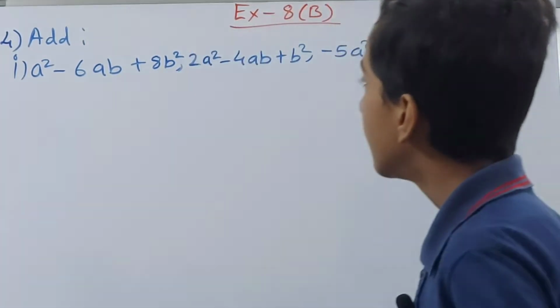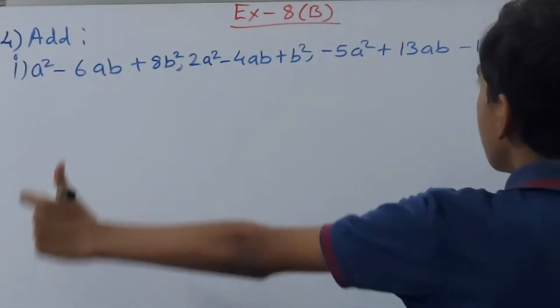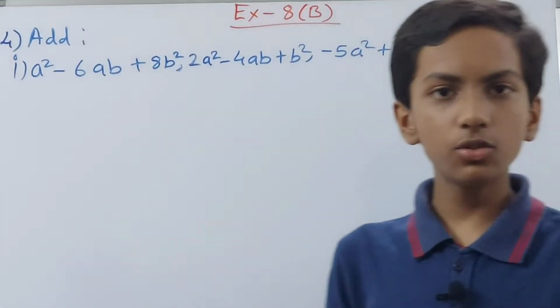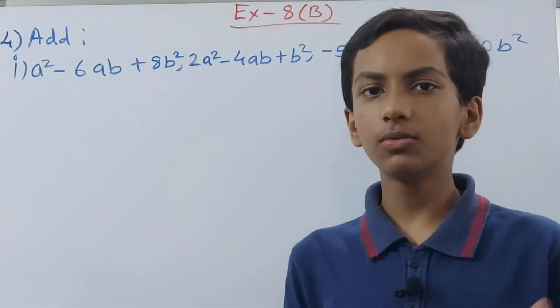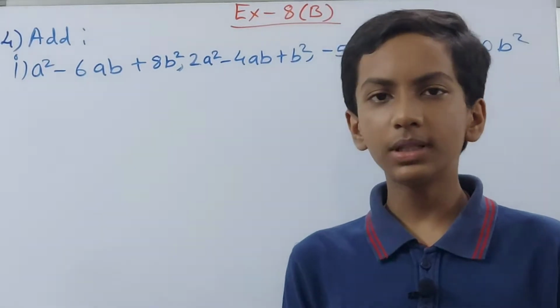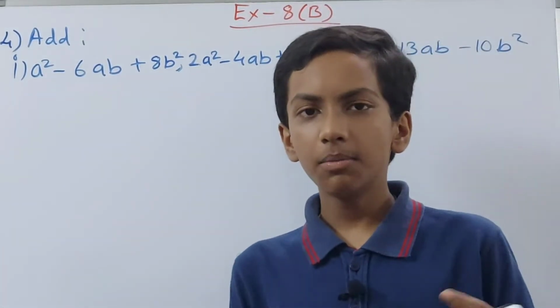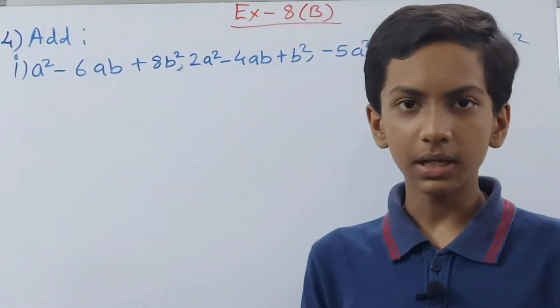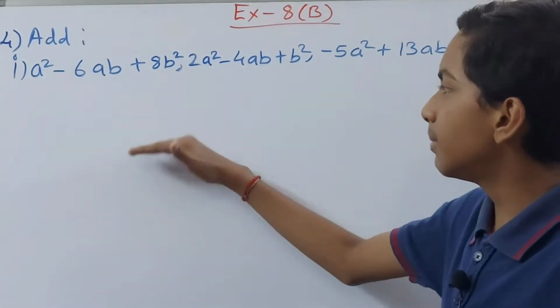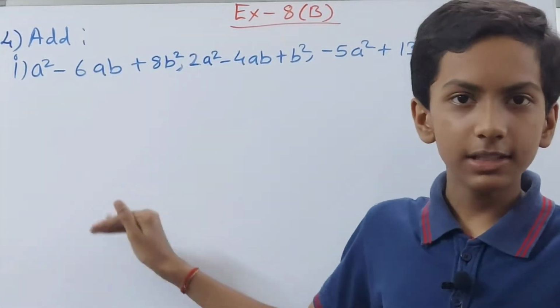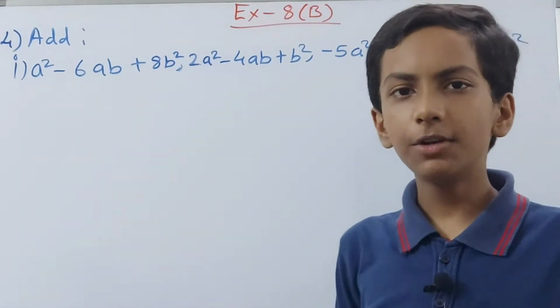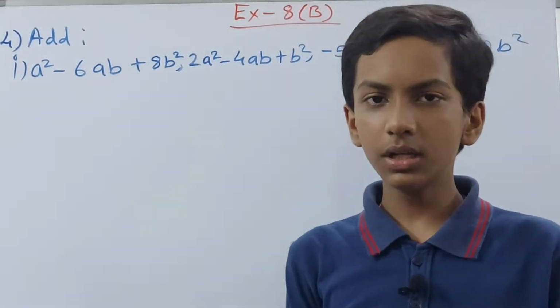This is add. Again, some terms are given, we have to add them. So it is totally up to you in which method you want to add. There are two methods for adding. One is the method which we did previously, in which we write them vertically, basically. That is known as the column method. But friends, here we'll do another method.